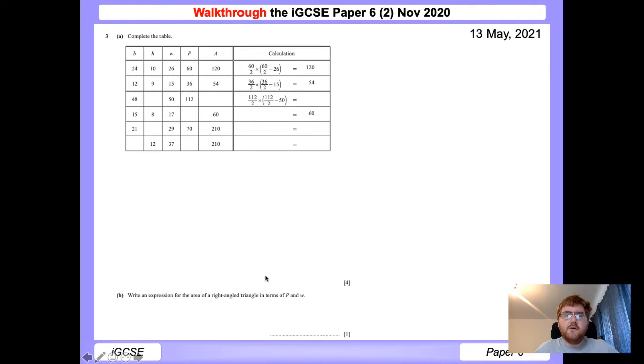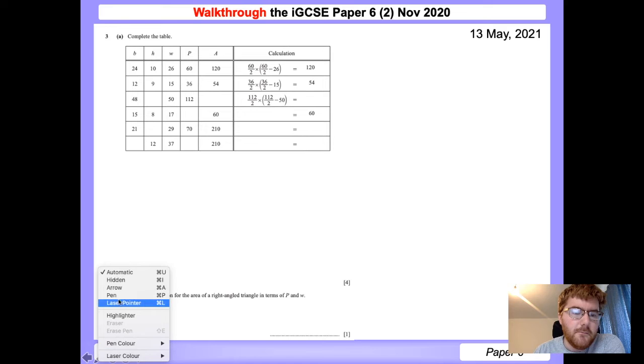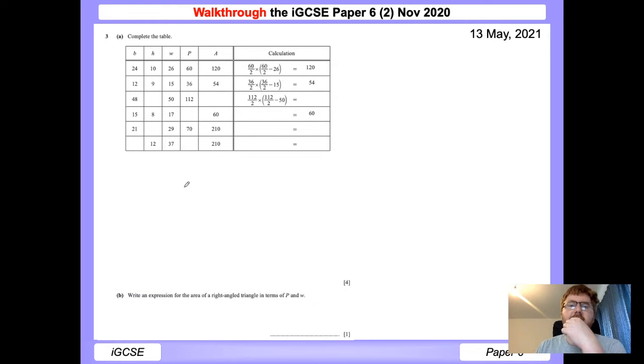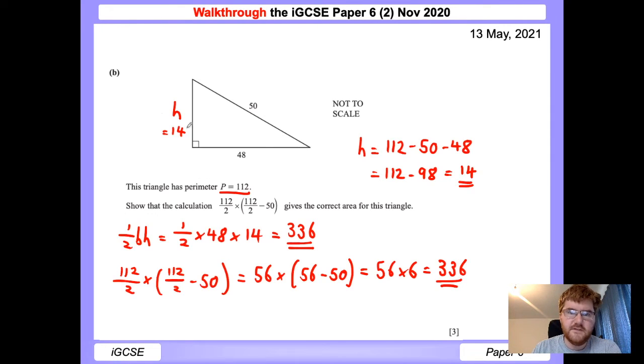Okay, question 3. We've got now a typical completing the table question for 4 marks. So again, this is a more complicated version of what we've seen. Now, remember this is a non-linear paper. So what do I mean by that? Well, we've already done this question here. So notice this is the first row for us to complete. This was actually this question here. So notice it's the same question.